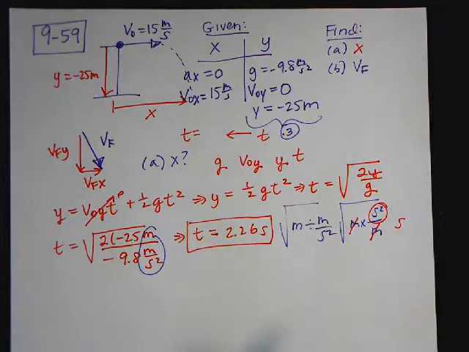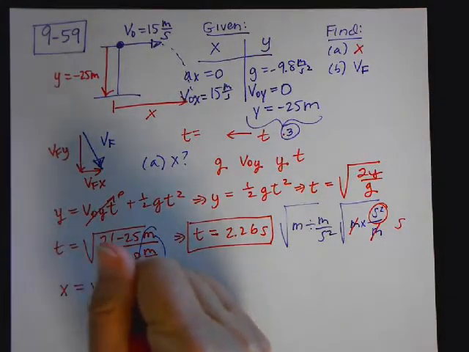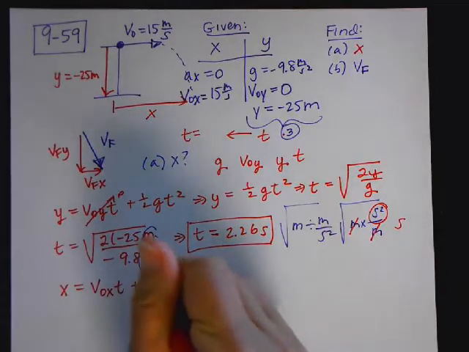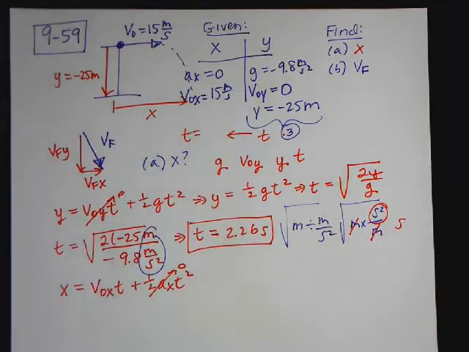What are we finding here? Now we want to find x. So x is equal to, I know x is equal to v naught x t plus 1/2 a_x t squared. And a_x is 0. Why did I bother writing this?